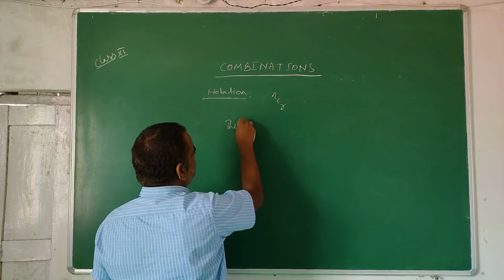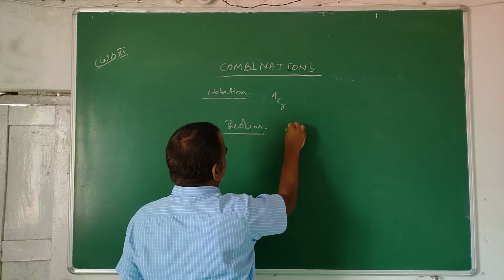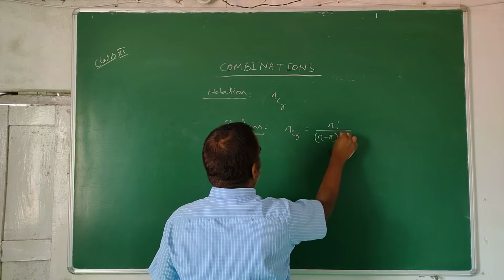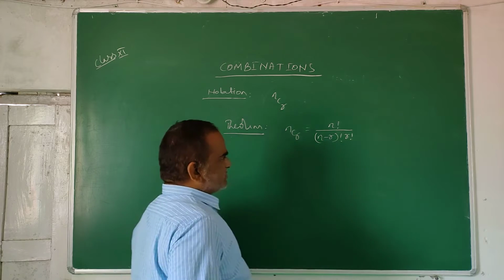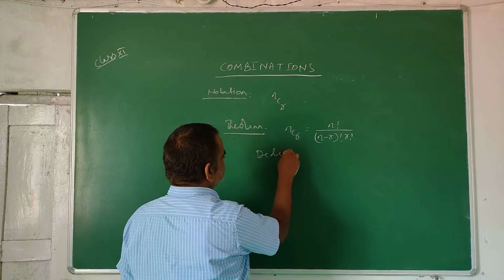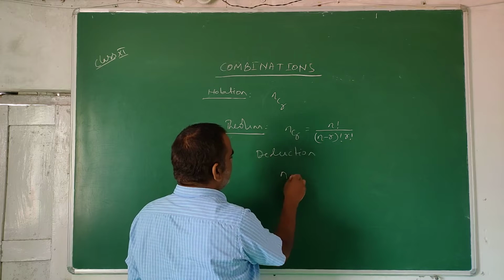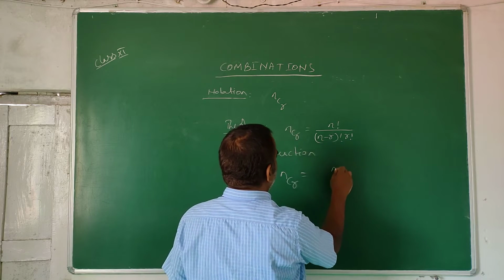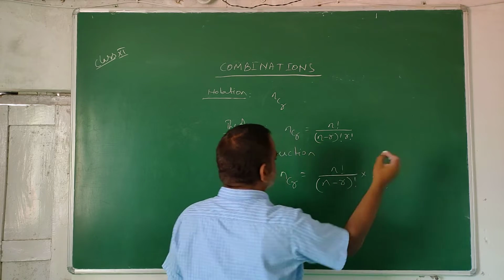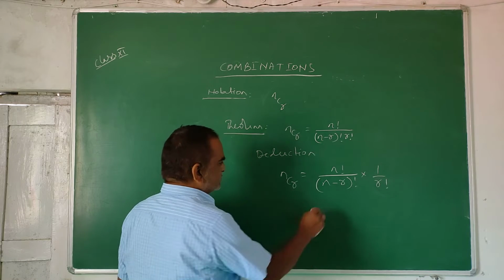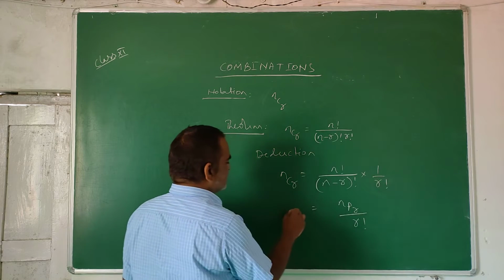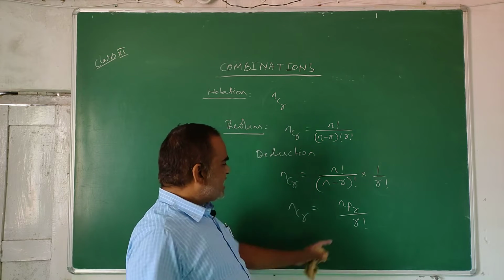Now the theorem is nCr is equal to n factorial by (n minus r) factorial into r factorial. This is a theorem. No need to prove this, just a statement. Now deduction. How nCr can be deduced: nCr is equal to n factorial by (n minus r) factorial into 1 by r factorial. Are you following? So this is equal to n factorial by (n minus r) factorial, which is nPr, divided by r factorial. So nCr is nPr by r factorial.